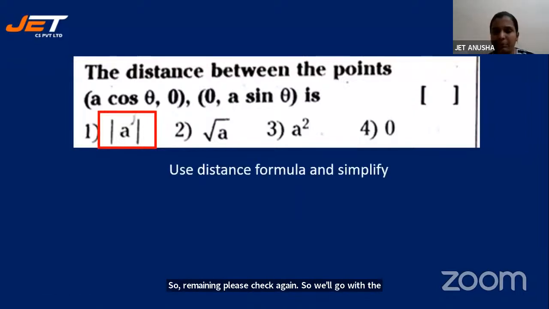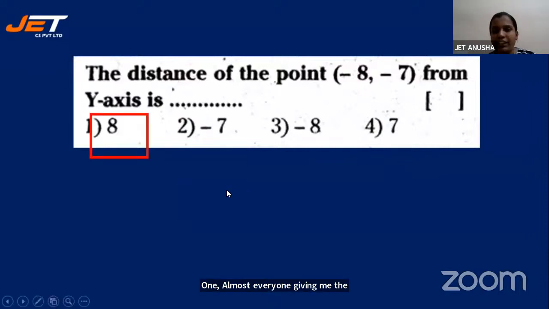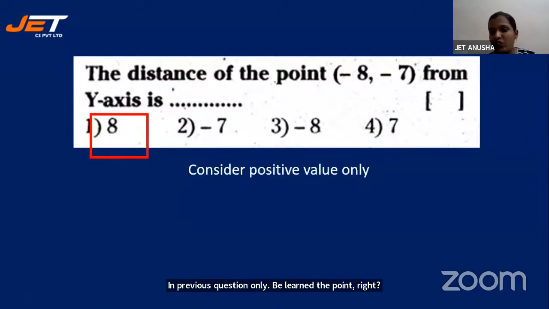Use distance formula and simplify. Next, the question is, the distance of the point -8 comma -7 from y-axis is. It is very easy. 1, Avinash 1, Veda 1. Almost everyone giving me the answer as 1. So let's see what is the correct answer. Very good, children. The answer is 1. In the previous question only, we learned the point, right? So you remembered, very good. I appreciate. So consider positive value only. Always you need to consider positive value only.